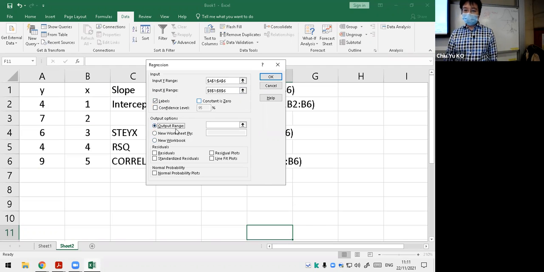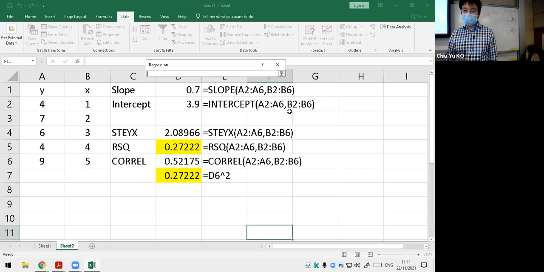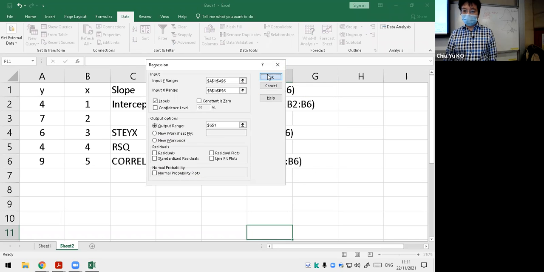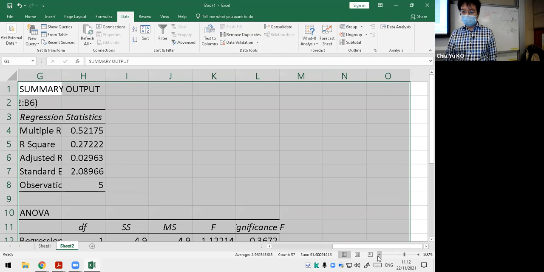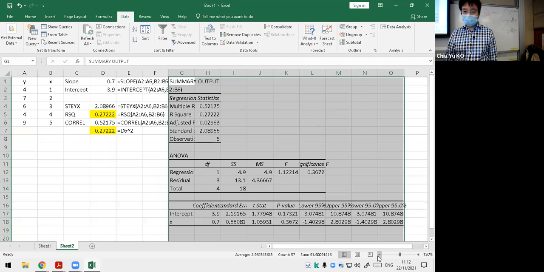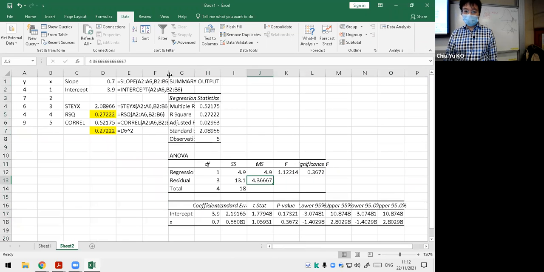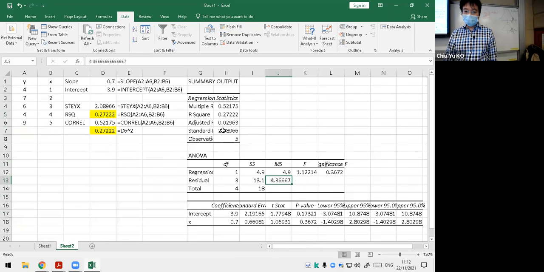Output range, you decide where to output. Let me decide, what about here? Maybe here. Maybe just this here. Okay, and then okay. And then we just make it smaller. Oh, sorry. Okay. Now what we have is the regression result.